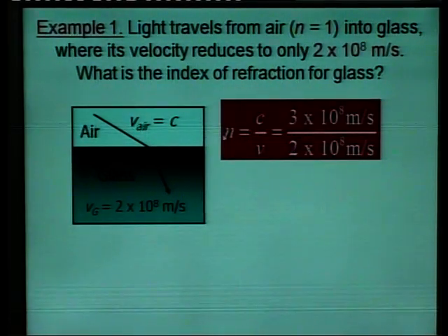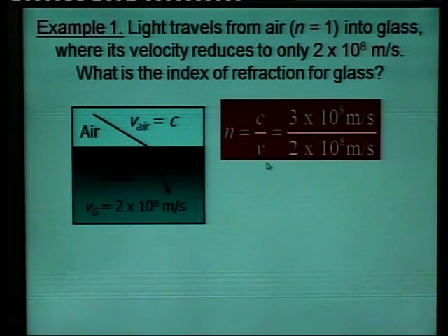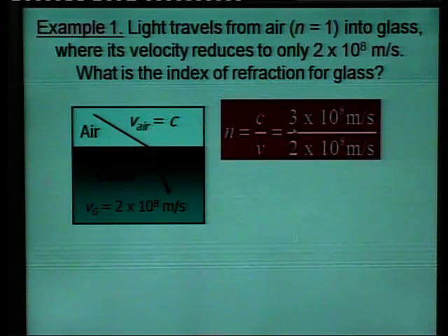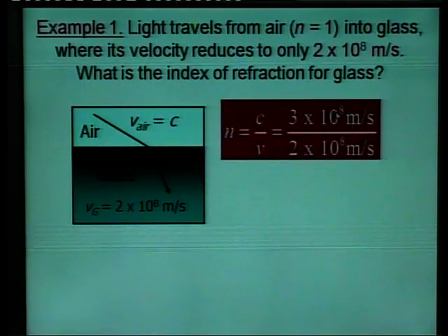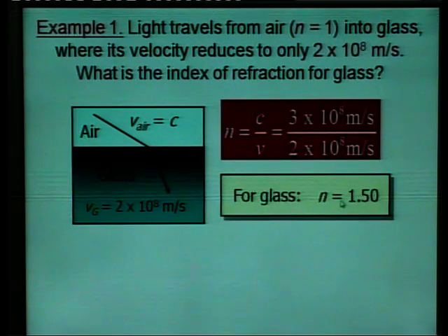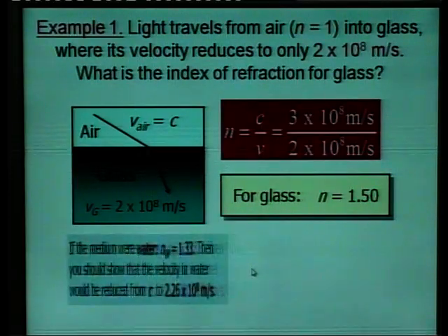So we know refractive index is given as c upon v. c, the velocity of light in vacuum, we know is 3 into 10 power 8, and for glass it is given as 2 into 10 power 8 meter per second. Solving this, the refractive index for glass comes out to be 1.5. So the refractive index of glass is 1.5.